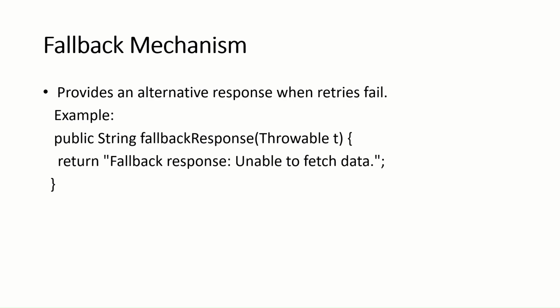Now in that case the system will not crash, and it will still give you a proper response. The actual response you will not get because the API call is not being established, but still your system will not crash. You will get a 2xx response, but the response will be different. This is what the fallback mechanism is.